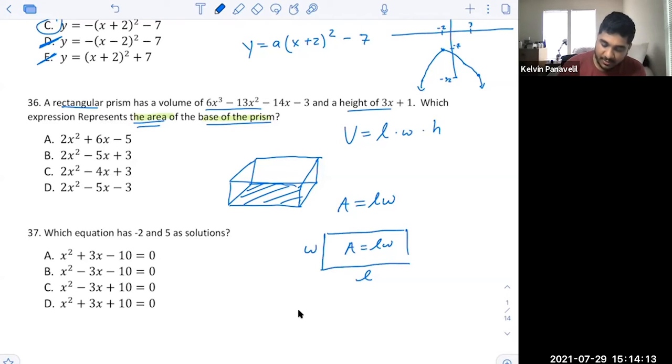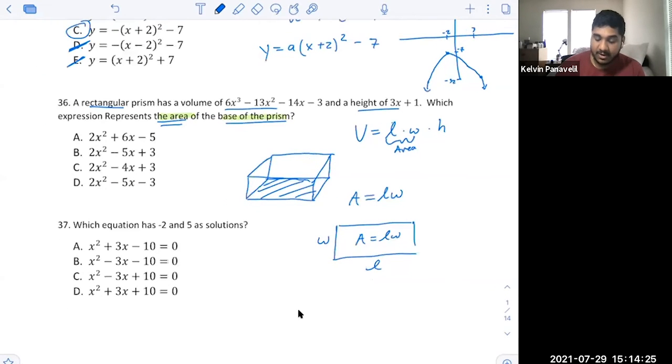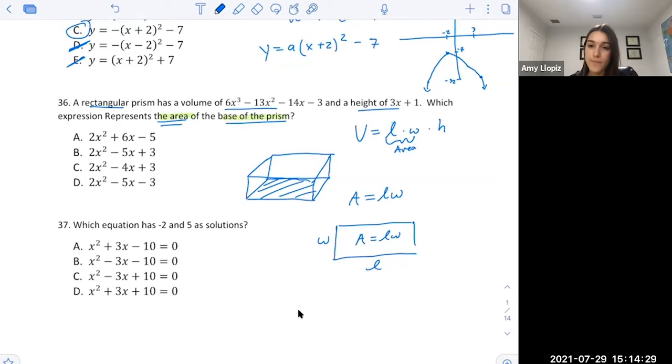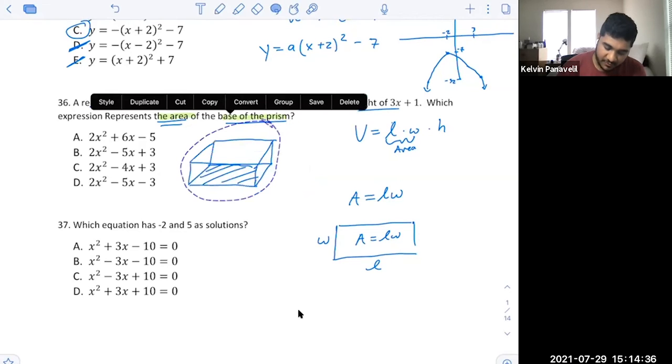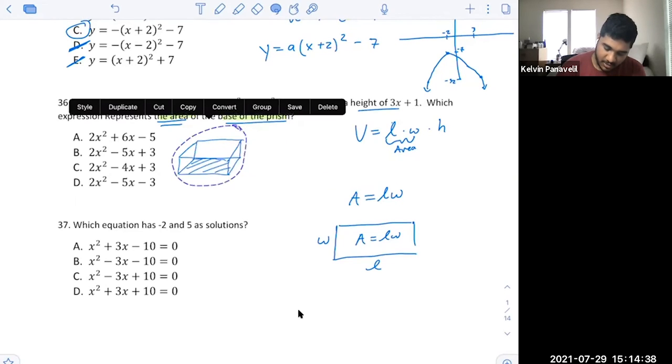We can plug into this formula, right? So to solve for the area, because this right here, LW, is going to be the area. You see that? That's going to be the area of the rectangle. Do you see that, Amy? Yeah. LW is the area, and they give us volume and height. So we just have to plug in and then solve.